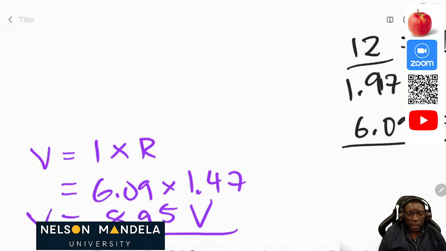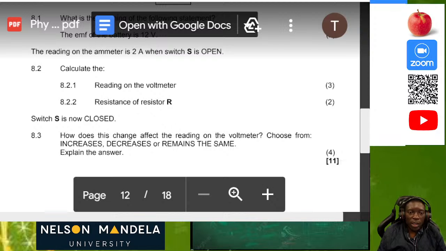So the voltage increases. From that analysis, the voltage should increase. So the question, how does this change affect the reading on the voltmeter? Choose from increases, decreases, or remains the same, and then explain your answer. So this part of the working can be used as an explanation in support of why we say the voltmeter reading increases.